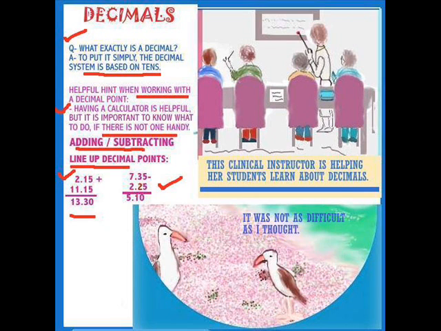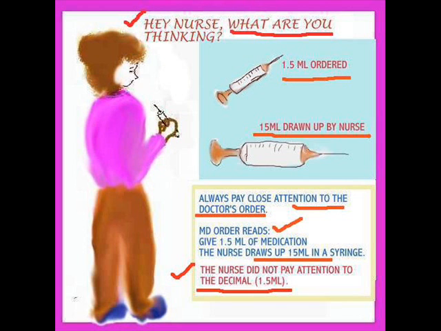Now here is a nurse who has got a doctor's order. She's been ordered to give 1.5 cc of medication. But guess what? She draws up 15 cc's. That is totally wrong, and that is like 10 times the normal dose.